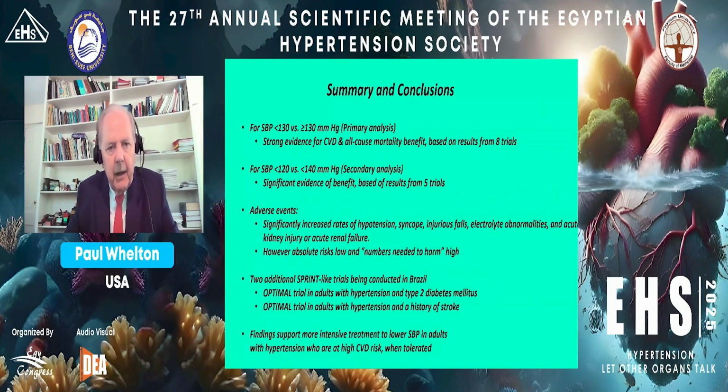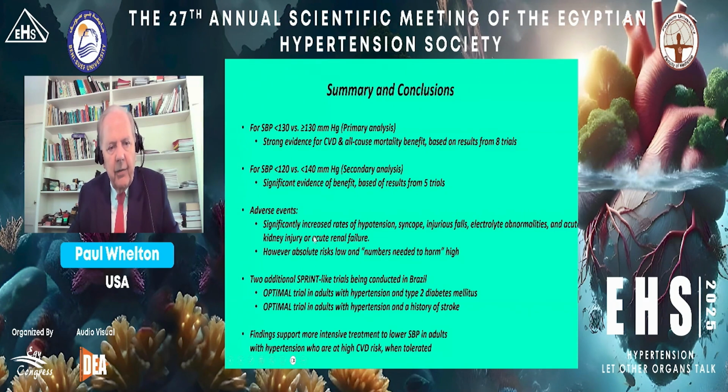So in summary, for our primary analysis, the less than 130 versus higher pressures, there was very strong evidence for cardiovascular benefit and all-cause mortality based on results now from 8 trials. There are 2 trials that are going to be coming in from Brazil that I'm involved with. They're called optimal blood pressure trials, one in diabetics and one in stroke survivors. And they'll come in another year or so, and they will add additional evidence.